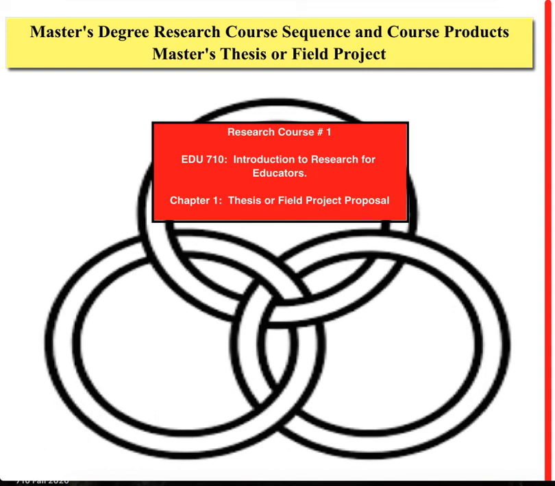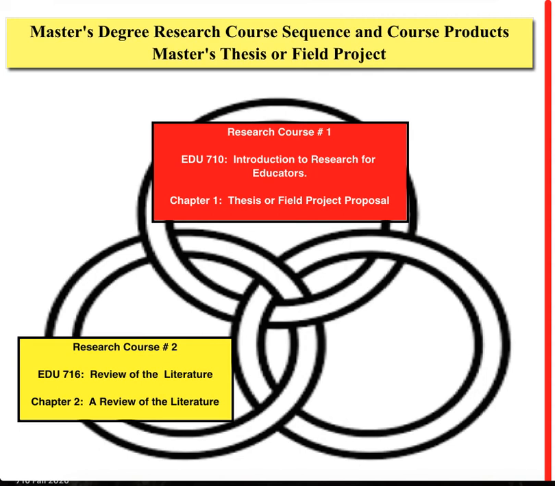I will go over the distinctions in the next video that you watch, part 2 of the introduction, which will point out the distinctions between a master's thesis and a master's field project. So this is the first course in the 3-course sequence. The second course in the master's degree is EDU 716, which is Reading and Writing Educational Literature. And your culminating product in that course is the completion of Chapter 2 of your master's thesis or field project, which would be the review of the literature.